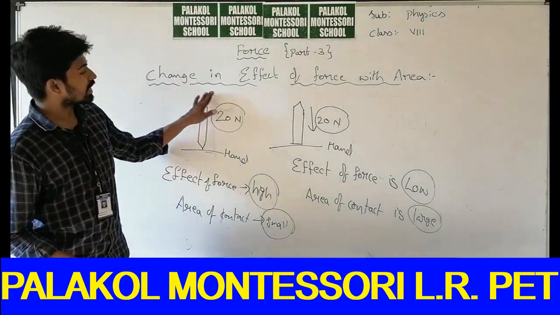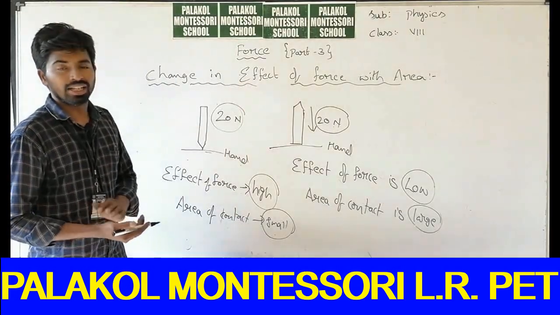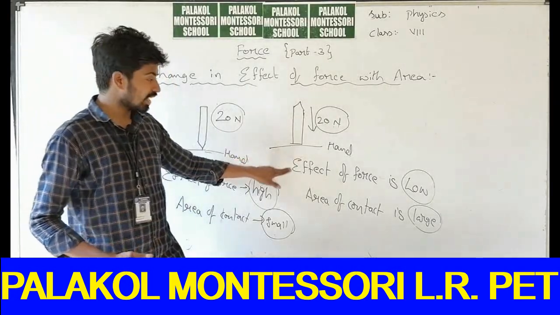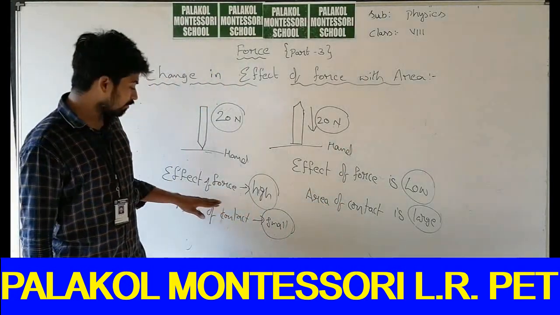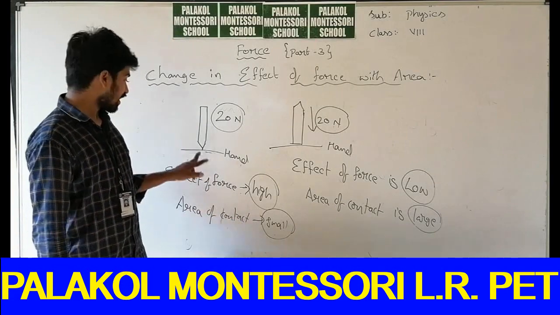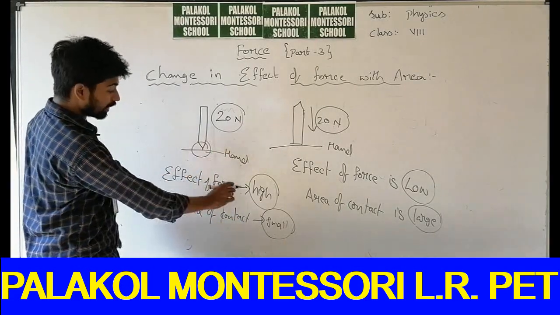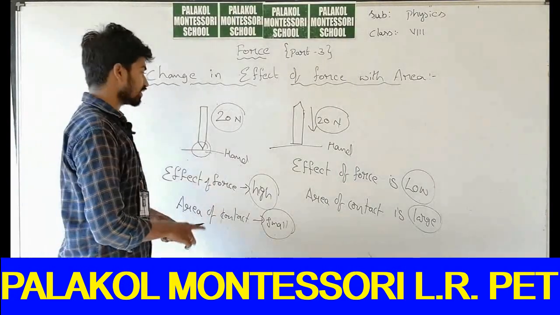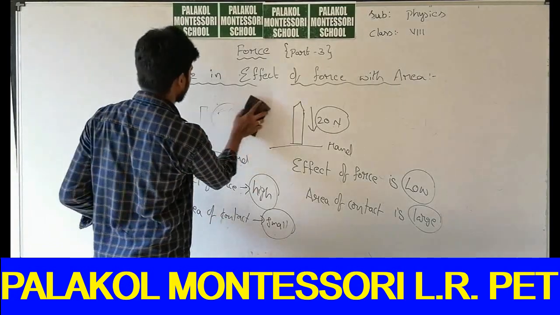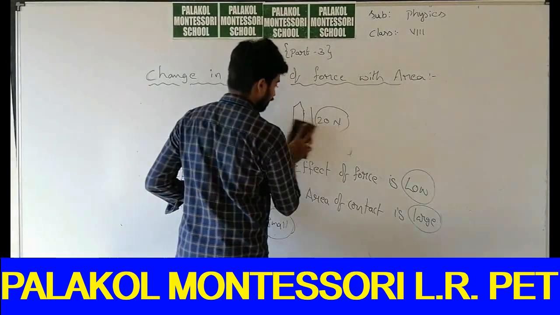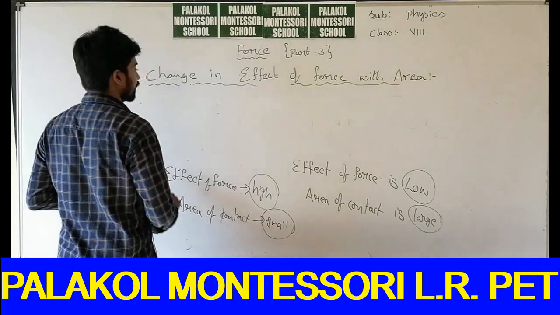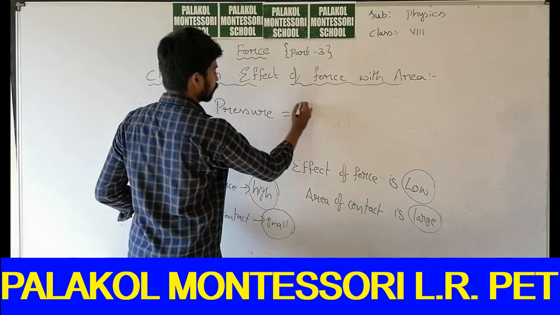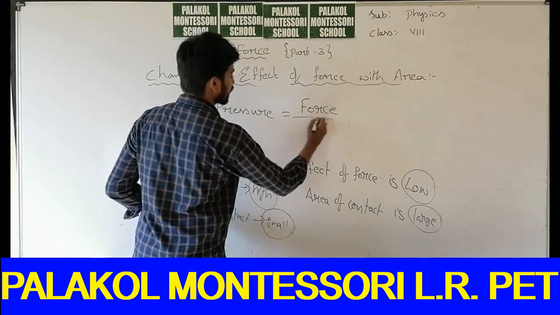So what is the change in effect you have observed? If the area of contact increases, the effect of force is low. If the area of contact decreases, the effect of force is high. This effect of force can be expressed with the physical quantity pressure. Pressure is equal to force by area.